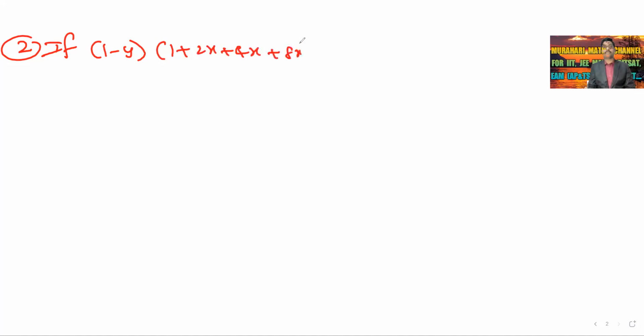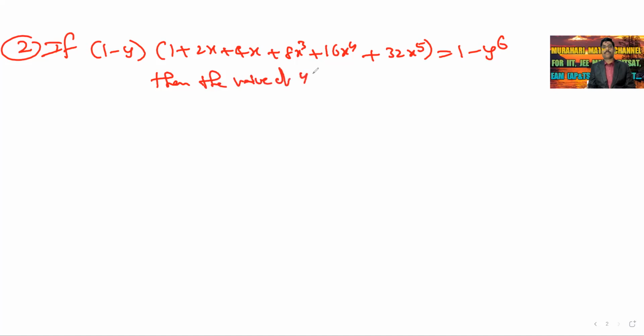Okay, so let us go to the next problem. Question number 2. If (1 minus y) into (1 plus 2x plus 4x square plus 8x cube plus 16x to the power 4 plus 32x to the power 5) is equal to 1 minus y to the power 6, then the value of y by x is.